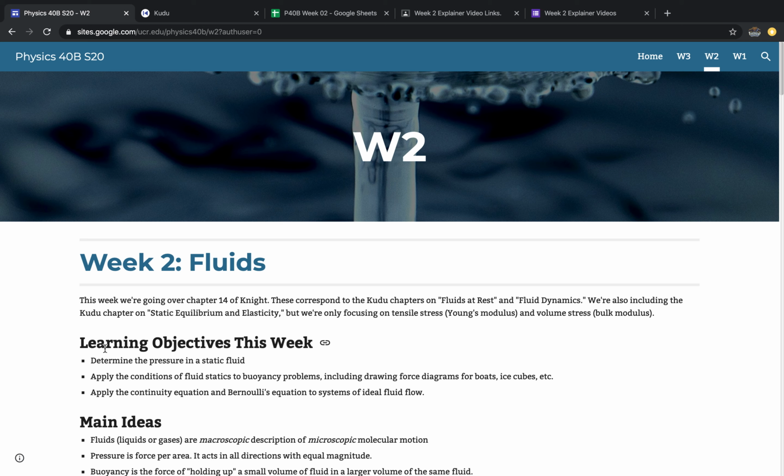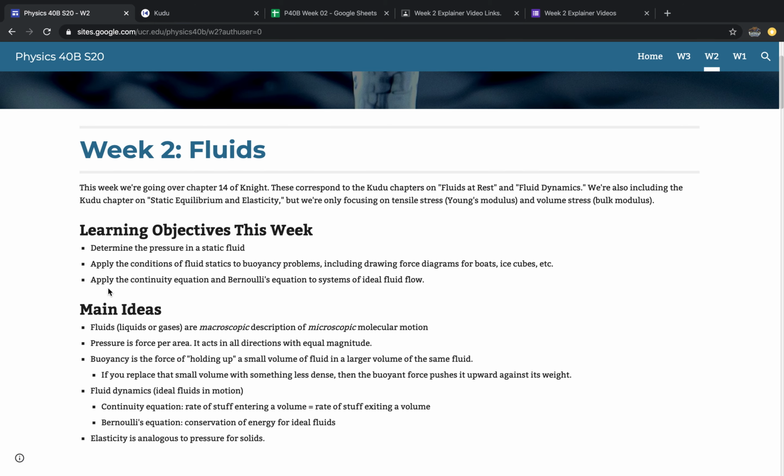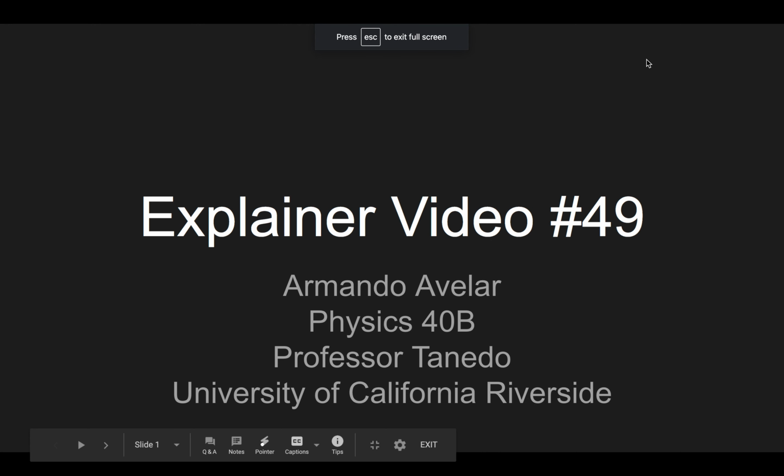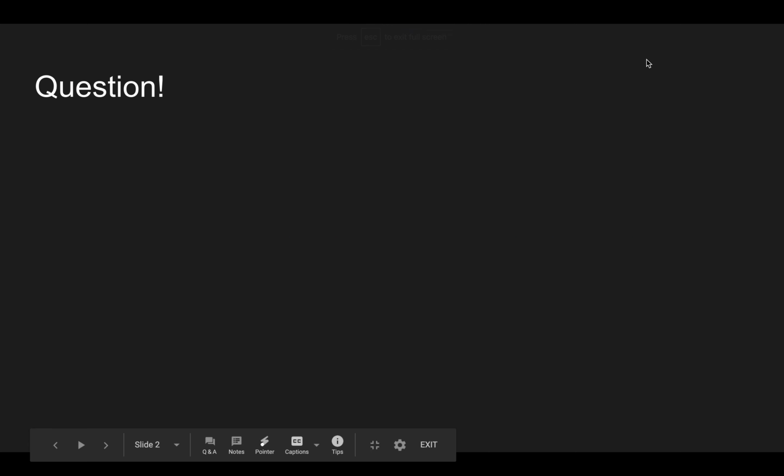Week 2 we talked about fluids, and in the second bullet point for the learning objectives, it's saying that we're going to apply the conditions of fluid statics to buoyancy problems, and that's basically what number 49 consists of. That's the problem that I'm assigned, and that's the one that I'm going to show you guys today. So let's get right into it.